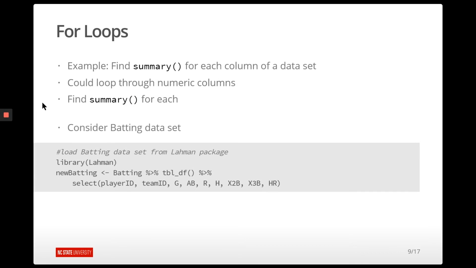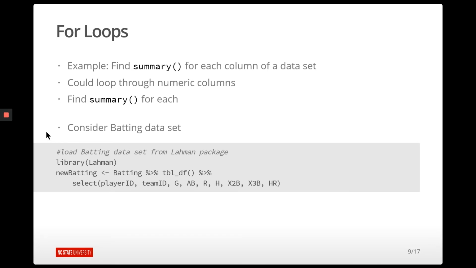All right, so let's do something a little bit more involved now. One thing that often does come up is perhaps for each of my numeric columns of a data set, I want to find the summary statistics. So I want to find, say, the 5-number summary and the mean. We know that the summary function will do that for us. And so one thing you could consider doing is just doing a for loop that loops through each one of your numeric columns of a data set and runs the summary function on that particular column.